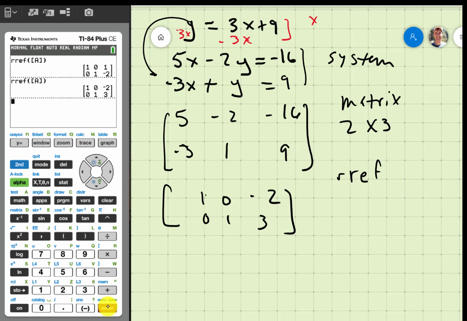Well, this means 1x, no y's, is -2. So x equals -2. No x, 1y equals 3. That's the meaning of that system. So the solution is the ordered pair, -2, 3. That is the solution to that system.